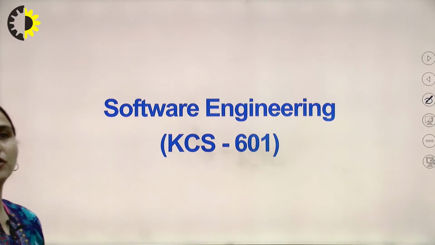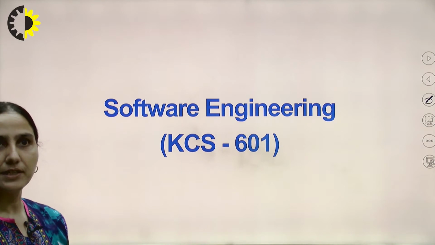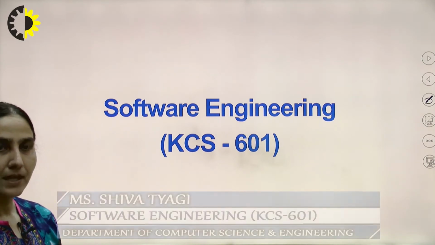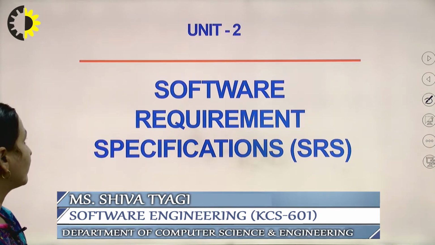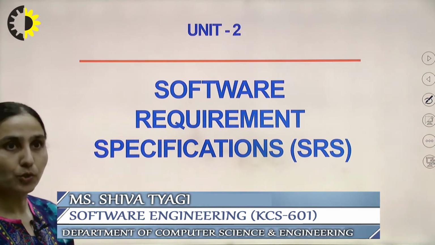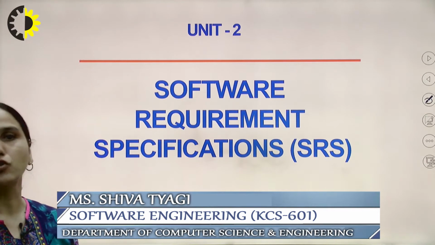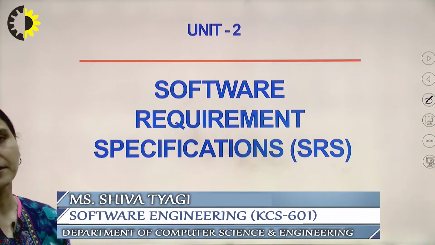Jai Hind students, today we will be starting with the concepts of software engineering. The code for the subject is KCS 601. We are going to start with Unit 2, which basically deals with software requirement specification, that is SRS.